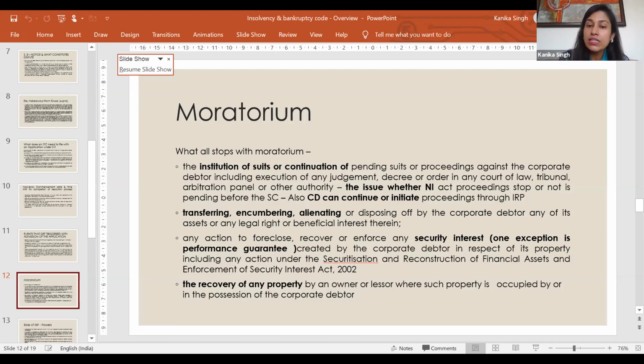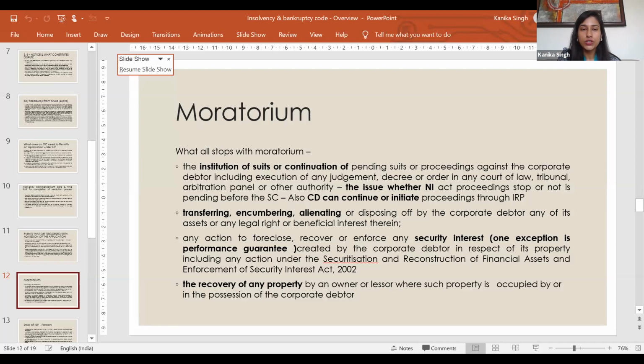The third thing that gets done is that you cannot recover any security interest. So if the corporate debtor had a mortgage with some bank, the bank can't recover that mortgage during the period of the moratorium. One exception that is provided, and that is the only exception provided, is a performance bank guarantee. You can invoke a performance bank guarantee even during the period of the moratorium against the corporate debtor. The last thing that gets covered in a moratorium is you can't recover any property which is in the possession of the corporate debtor during the moratorium.